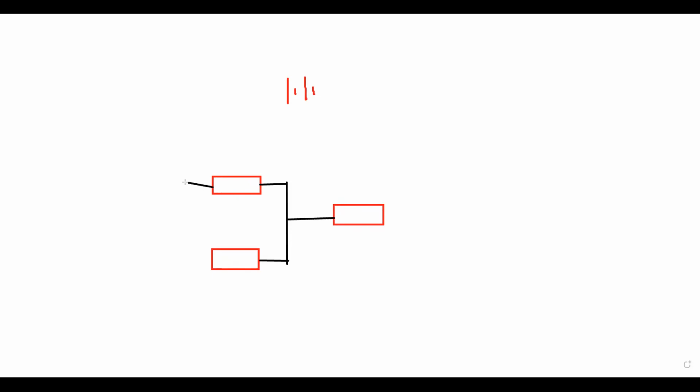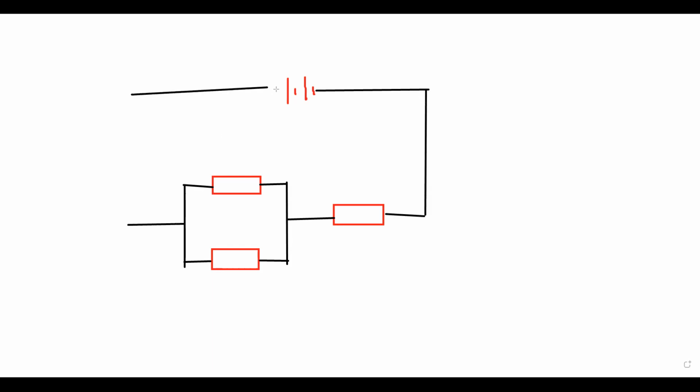Because there is a resistor in series to them, the voltage across the two parallel resistors will not be the same as the voltage of the battery, because some of the voltage will drop across this series resistor and the remaining voltage will be across the parallel combination. So the voltage of the battery won't be the same as the voltage of the parallel combination. Like if this is a 20 volt battery, 20 volt supply, here it won't be 20 volt.